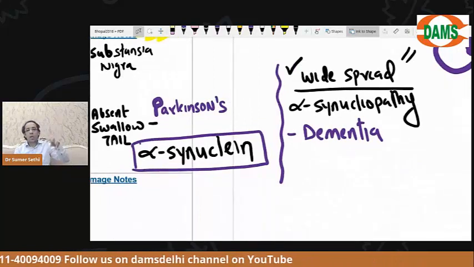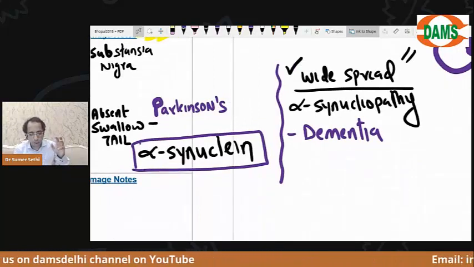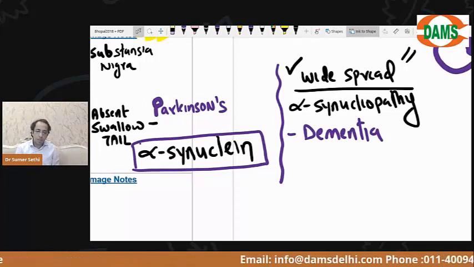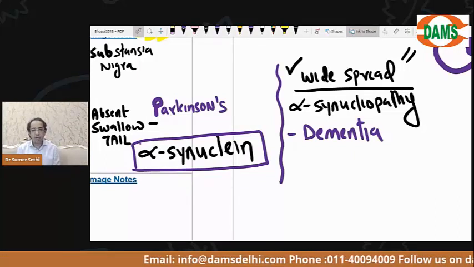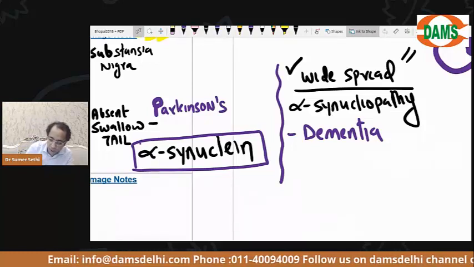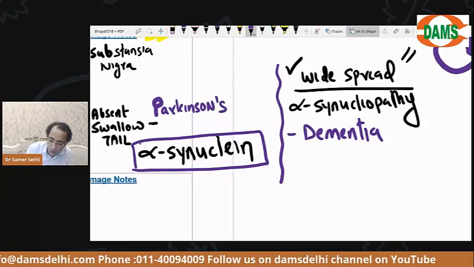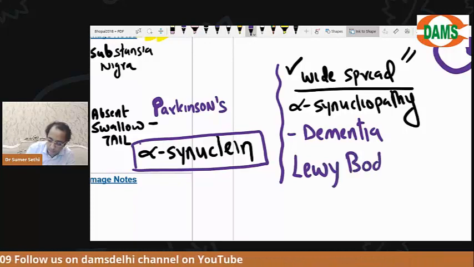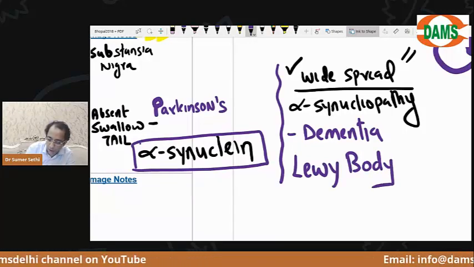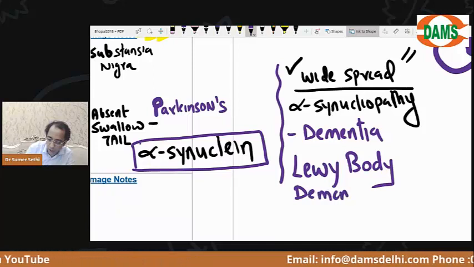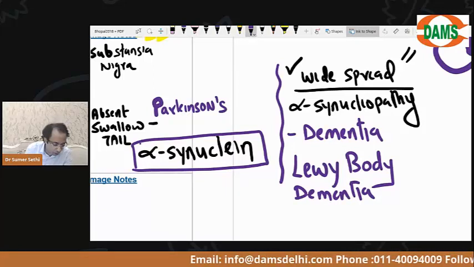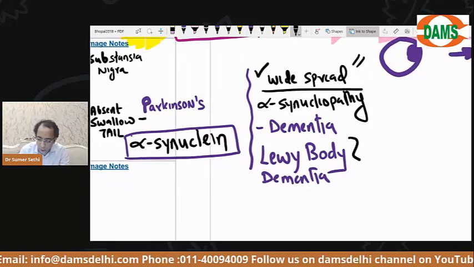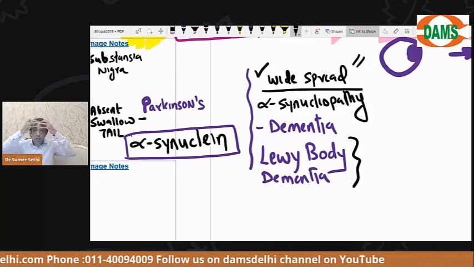Parkinson's is a localized alpha-synuclein deposit in the substantia nigra, nigrostriatal pathway. But a more widespread alpha-synucleinopathy, which leads to dementia, is called dementia of Lewy body. Have you heard of this before? Lewy body dementia. Clear? Very good. So the key here is it involves the entire cerebral cortex.